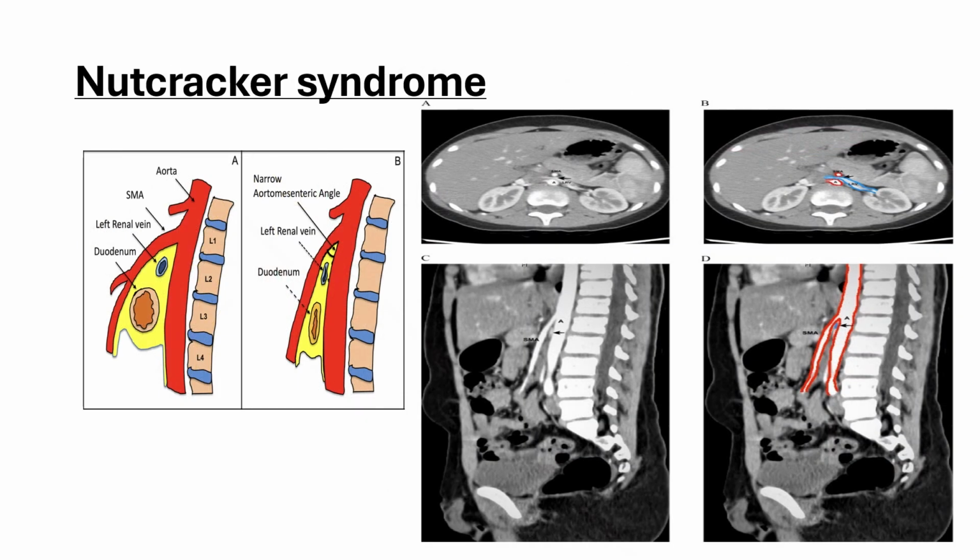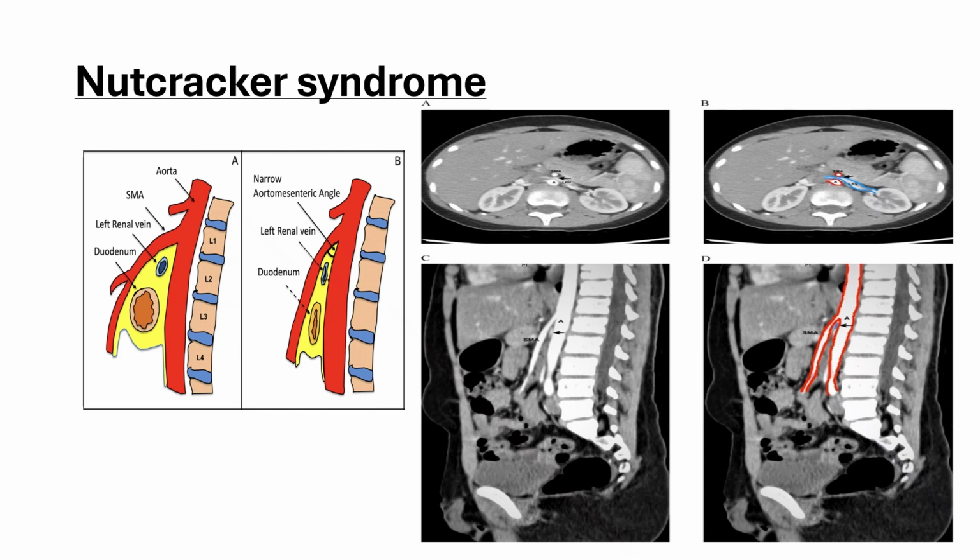Now the nutcracker syndrome. As I said, the superior mesenteric artery and the renal vein have the nutcracker relationship. So why is this called the nutcracker relationship? Because of the nutcracker syndrome and superior mesenteric artery syndrome. It is a rare vascular compression disorder where a narrowed angle of the superior mesenteric artery with the abdominal aorta is seen, which is less than 25 degrees.